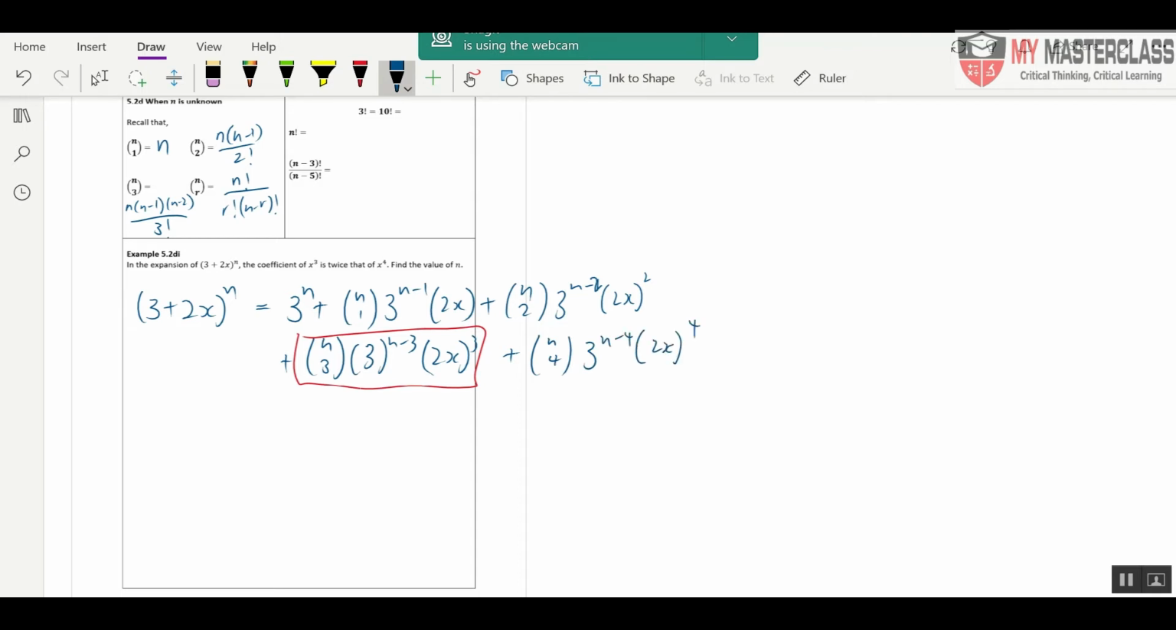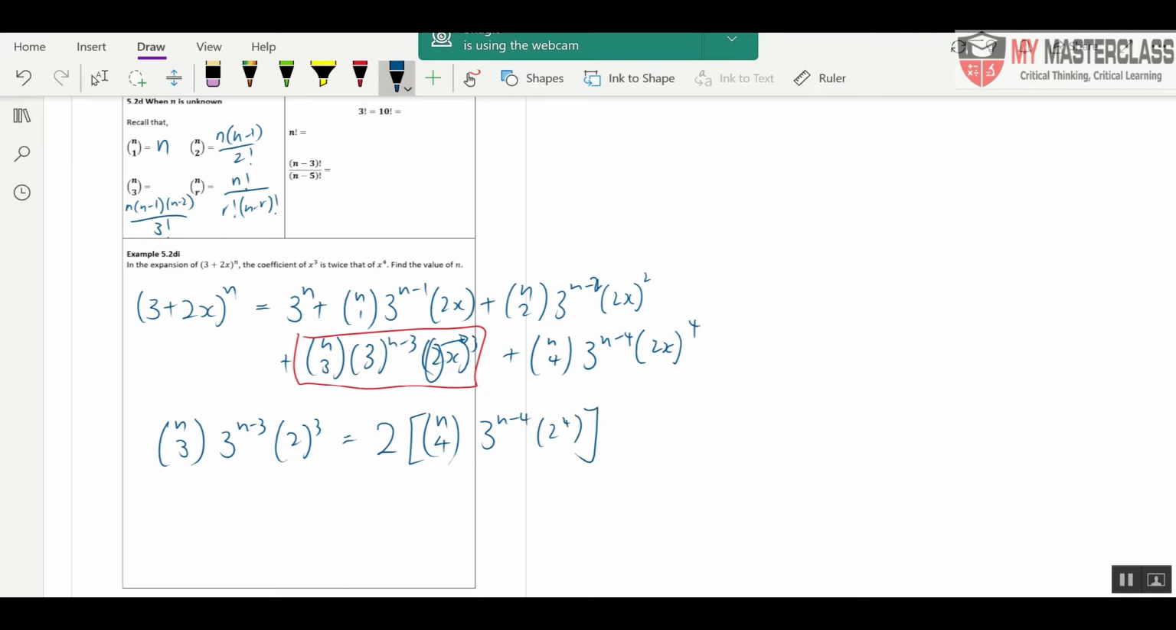They say that the coefficient of x to the power 3 is twice that of x to the power of 4, which means n choose 3, 3 to the power of n minus 3, and then 2 to the power of 3. Where does the 2 to the power of 3 come from? It comes from the 2x cubed. It's twice of that, so you have 2 times n choose 4, 3 to the power of n minus 4, 2 to the power of 4.